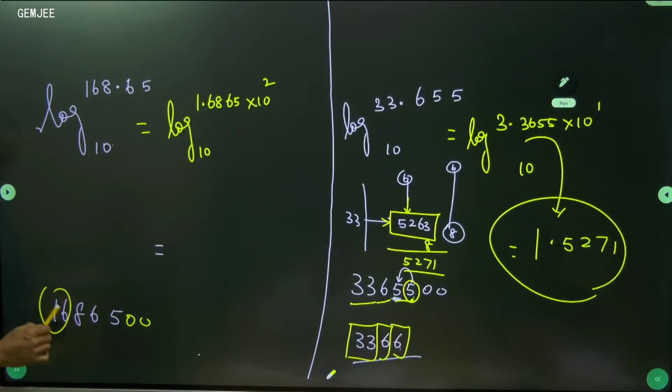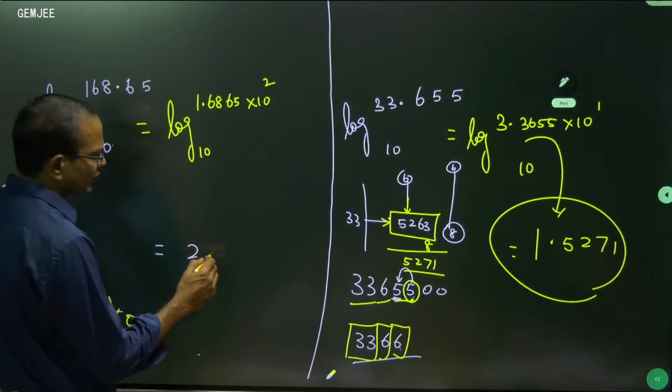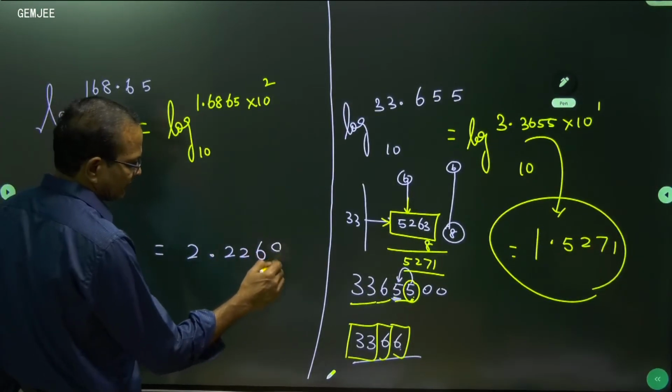Now 16, 8, 6. Now you have to either drop it or retain it. Increment. No increment because six is even. It is even number. Yes. Even though it is exactly 5, you cannot give an increment because even numbers are preferred in mathematics. Drop it. In that case, 2.2269 will be the final answer, sir. 2.69 will be the final answer.